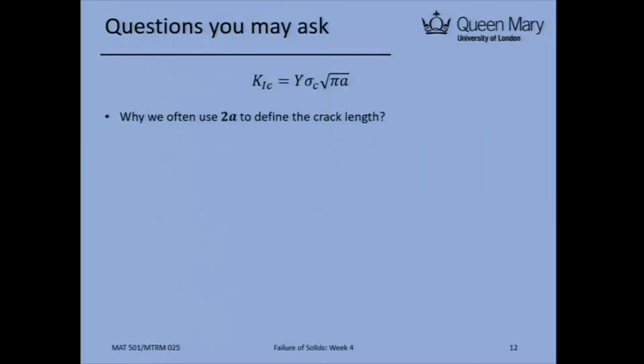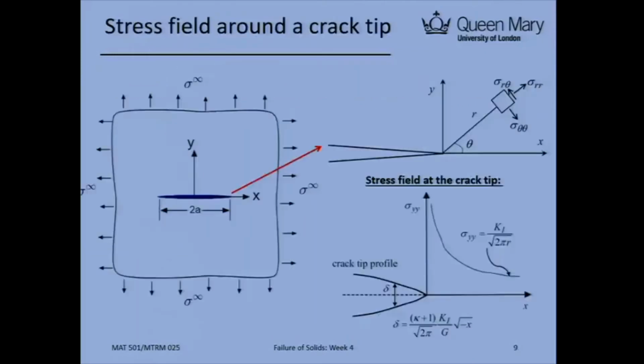So I have a question for you. Maybe you have seen in my previous slides, we often use 2a to define the crack length for a typical central crack panel. Why do we define 2a rather than a for that scenario, and define a for a single side notch specimen? Let me show you that graph.